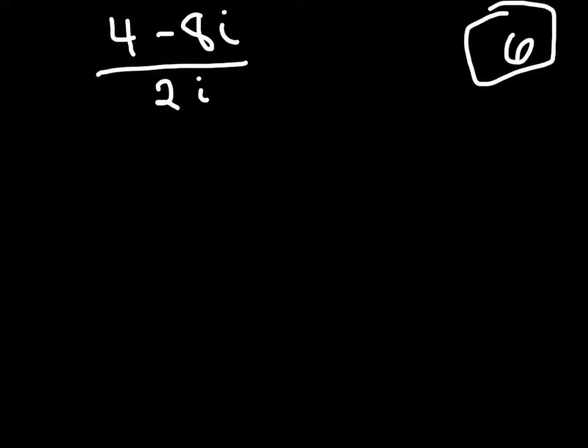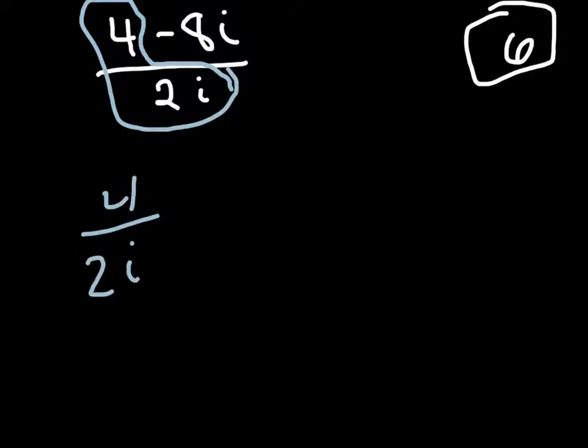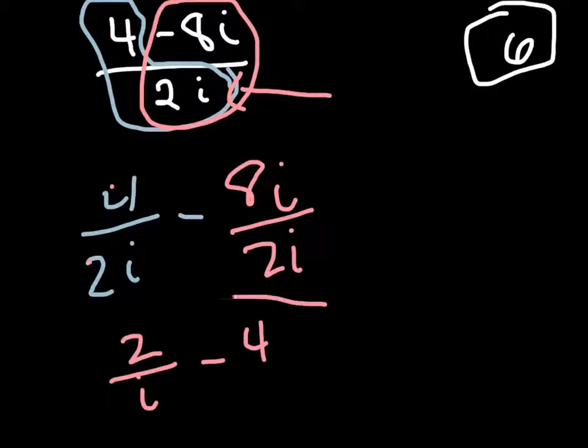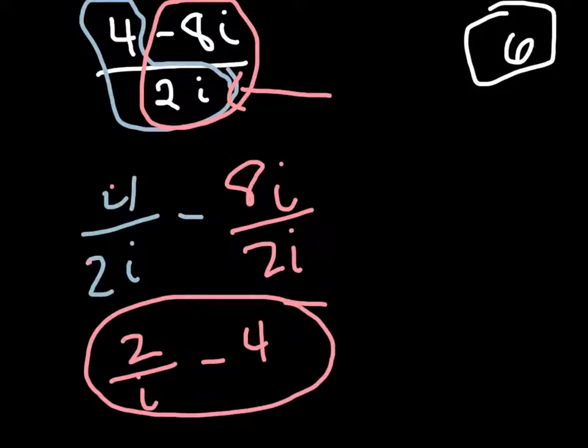This one you would treat the same way you would treat as if it was an x again. You take these two guys and separate them. You get 4 over 2i minus, changing colors here, these two guys on top of each other. 8i over 2i. It's just splitting them. You can only do that when you have one term in the bottom. Then you simplify. 4 over 2 is 2. i stays on the bottom. Minus 8 over 2 is 4. And the i's cancel, and you get 2 over i minus 4.